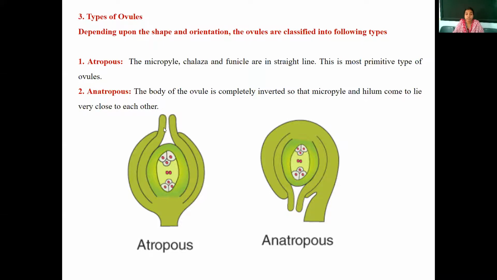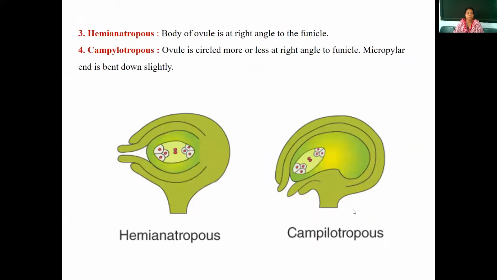Here the micropylar region, chalazal region, and funicle are in a straight line. This is the most primitive type of ovule. The second one is anatropous. Here, the body of the ovule is completely inverted, so the micropylar region comes close to the hilum, very close to each other. That kind we call an anatropous ovule. And the third one is the hemianatropous ovule. The body of the ovule is kept at a right angle to the funicle. That we call a hemianatropous ovule.